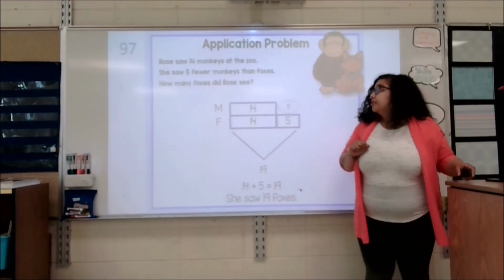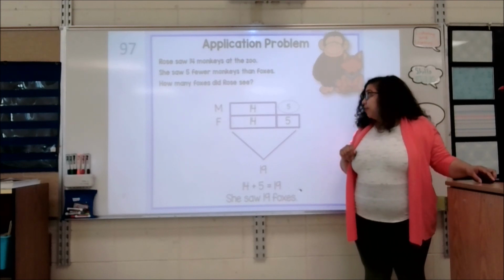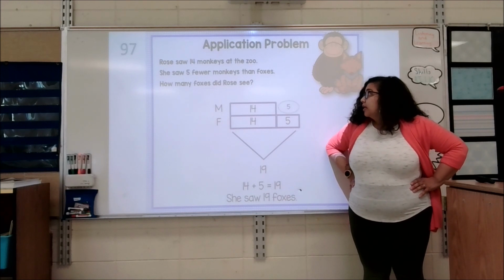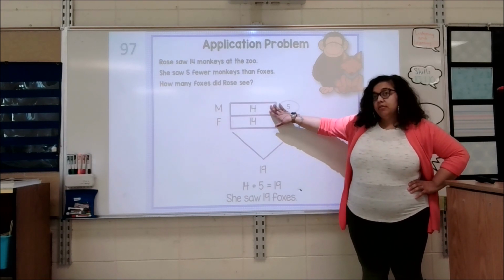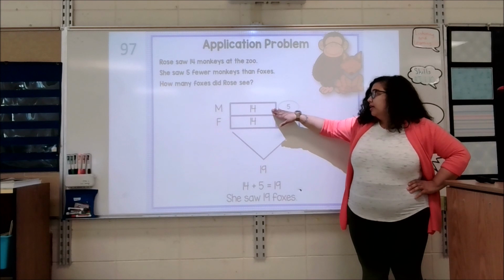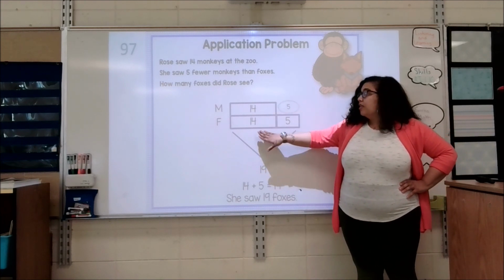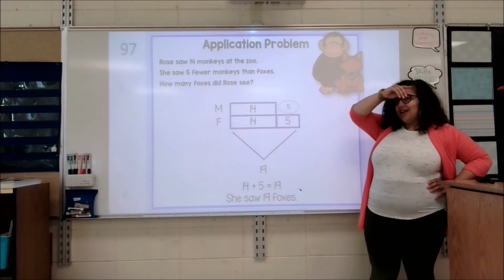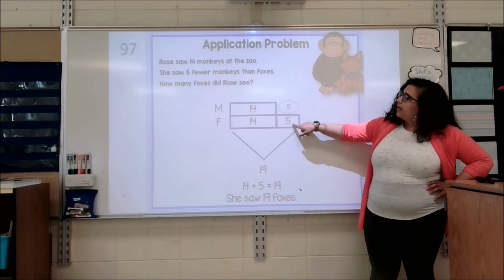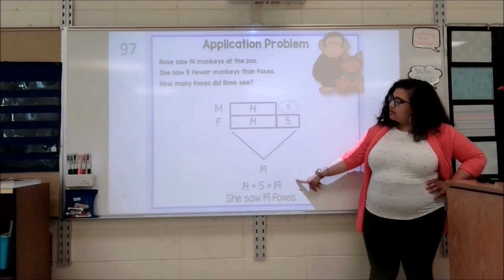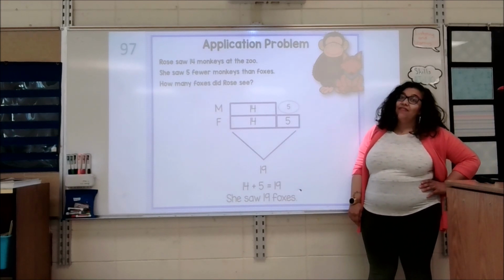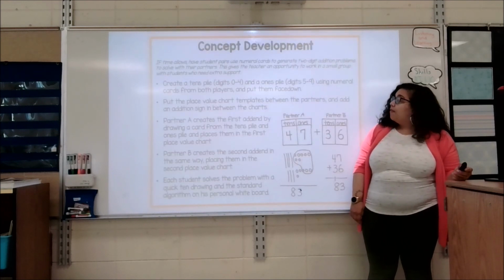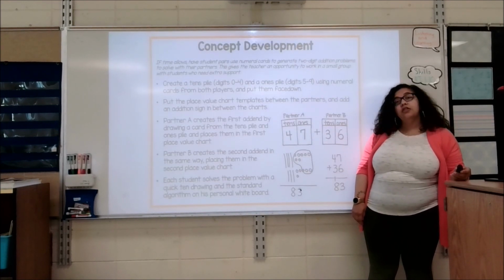Okay, so using this lovely double tape diagram, we find that her monkeys were 14, correct? Yeah, and we also know that monkeys is 5 fewer than foxes. So that means the total number of monkeys plus 5 will tell us that she saw 19 foxes. She saw 19 foxes.